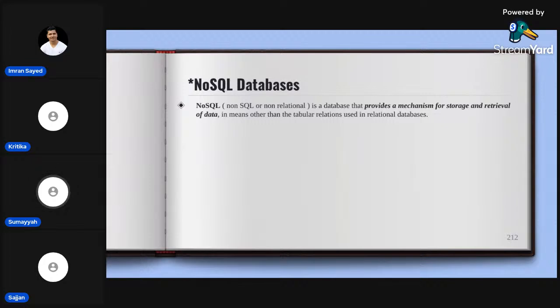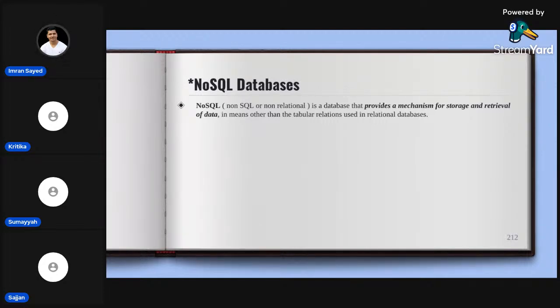NoSQL, non-SQL or non-relational is a database that provides a mechanism for storage and retrieval of data in means other than the tabular relations used in relational databases. So, in simple words, NoSQL means no structured query language, and it's a database. So the first thing you will remember is to write about what is a database. It provides a mechanism for storing and retrieving the data. It's a database where you can store information and you can get information, input and output.